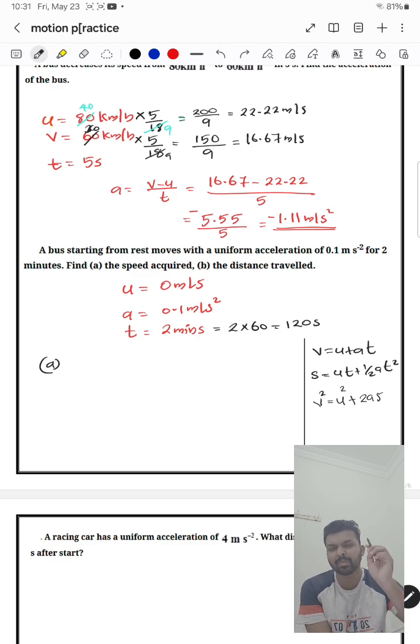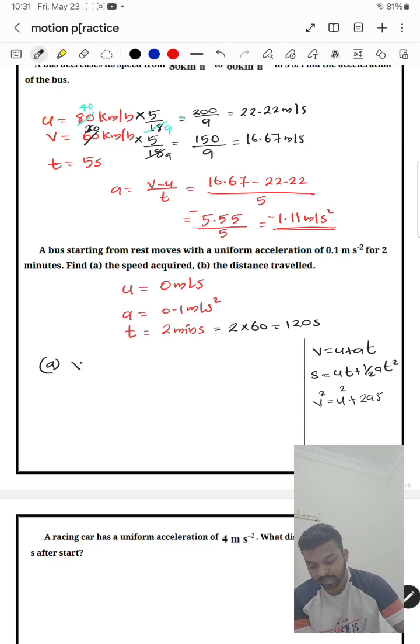Basically, understand one thing: speed. Whenever they ask about speed, you can use the equations of motion where the v comes. Okay, v can be used as speed and velocity. Understand? And s can be used as distance and displacement. So here, you have to find the speed. You can use the equation v is equal to u plus at.